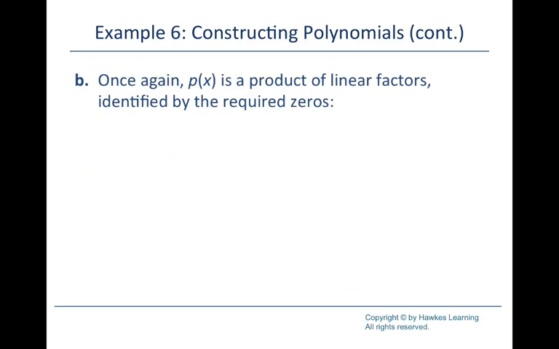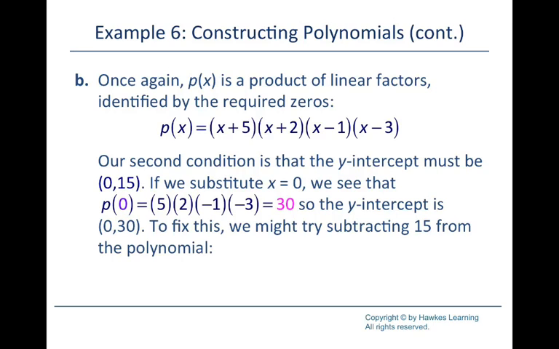Okay, the last one. Again, we have a product of linear factors. They gave me the zeros. I changed the sign when I put it into the factor. Then the requirement is that the y-intercept has to be 15. So we have a problem.